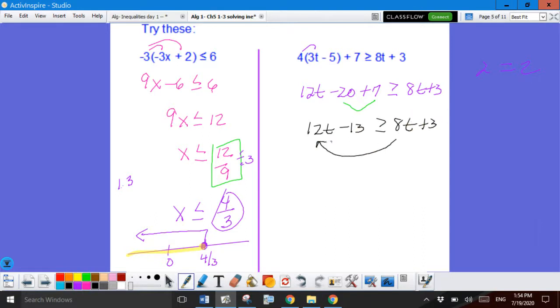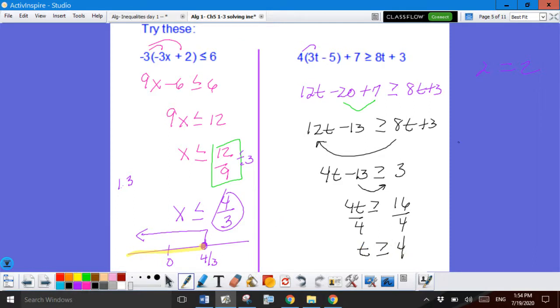So I need to move my 8t. So that's going to give me 4t minus 13 greater than or equal to 3. Then I have to move my negative 13. So 4t is greater than or equal to 16. I'm dividing by 4. Notice these are positive, so I'm not flipping any signs. So t is greater than or equal to 4.